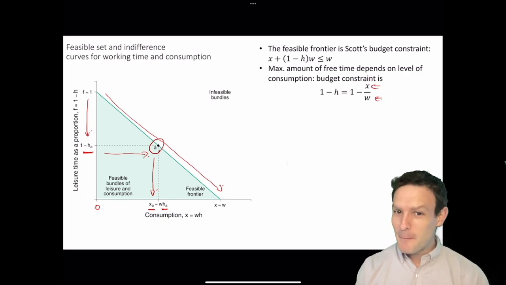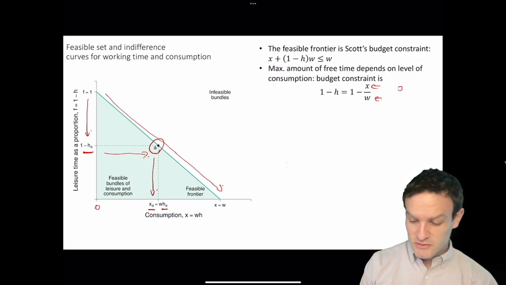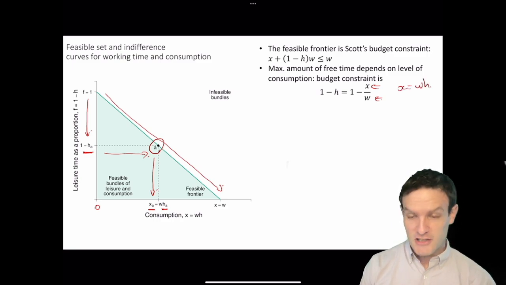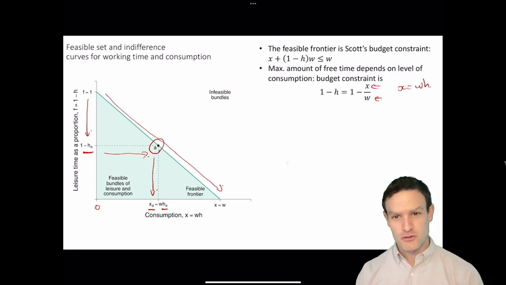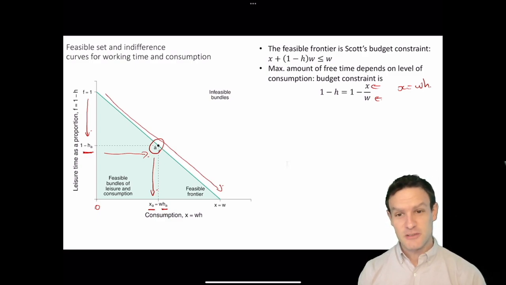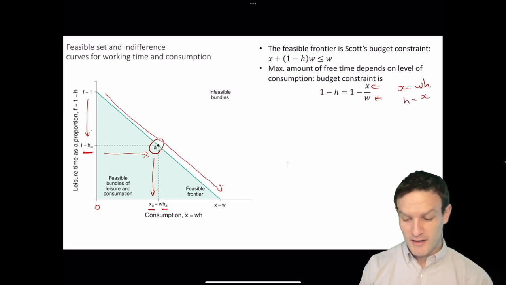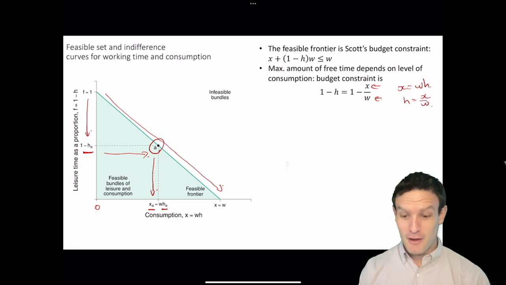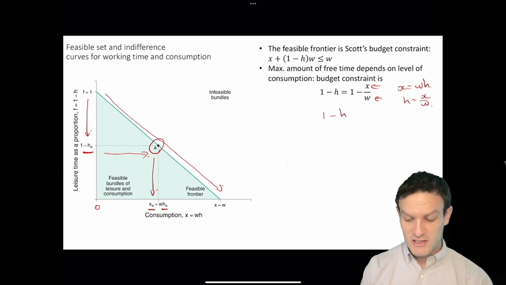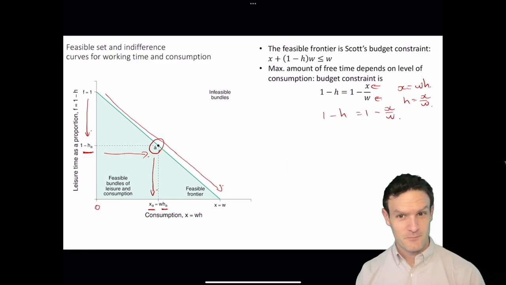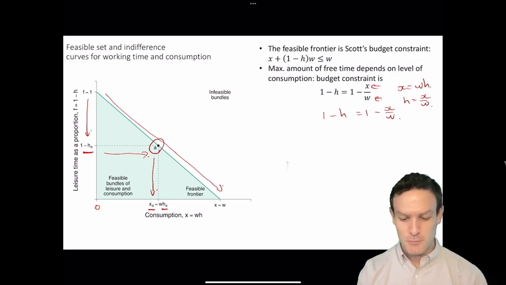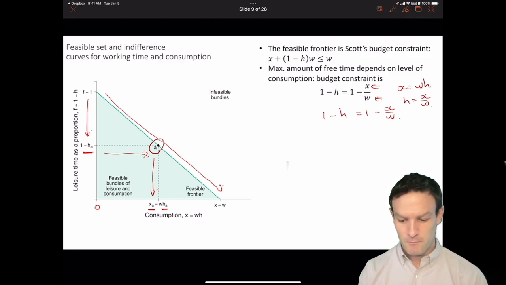So what do we remember here? We knew that X was equal to WH. Okay, so that's where this relationship is coming from. Because X is equal to WH, what does that mean? It means H is equal to X over W. And therefore, when we have 1 minus H, that's going to be equal to 1 minus X over W. Okay, so just keep that in mind as we progress, because I'm going to erase that now.